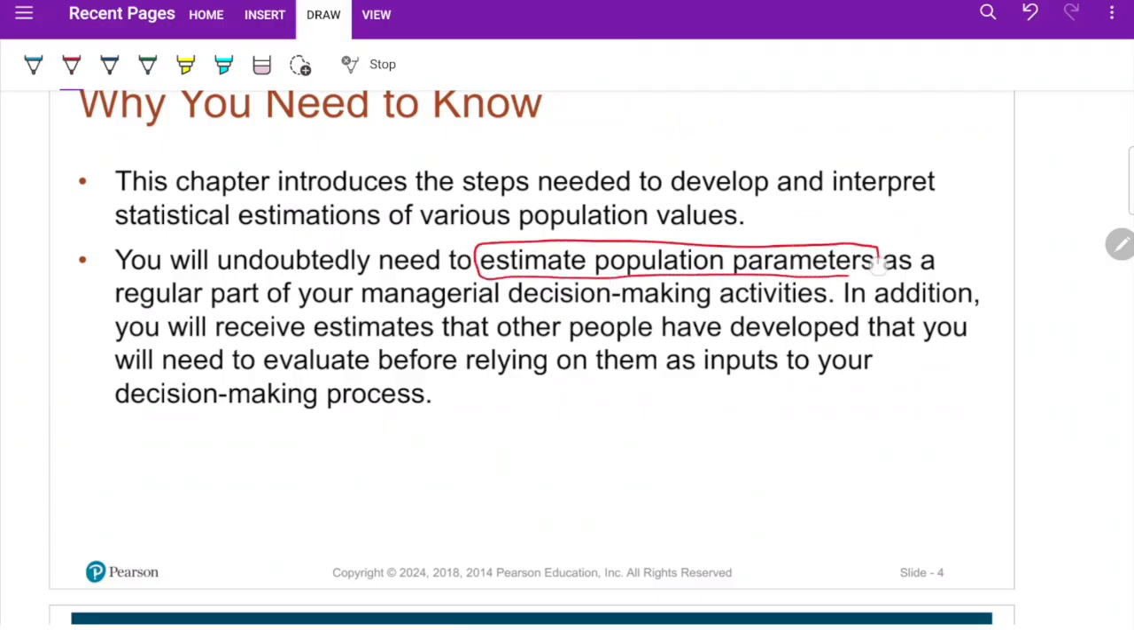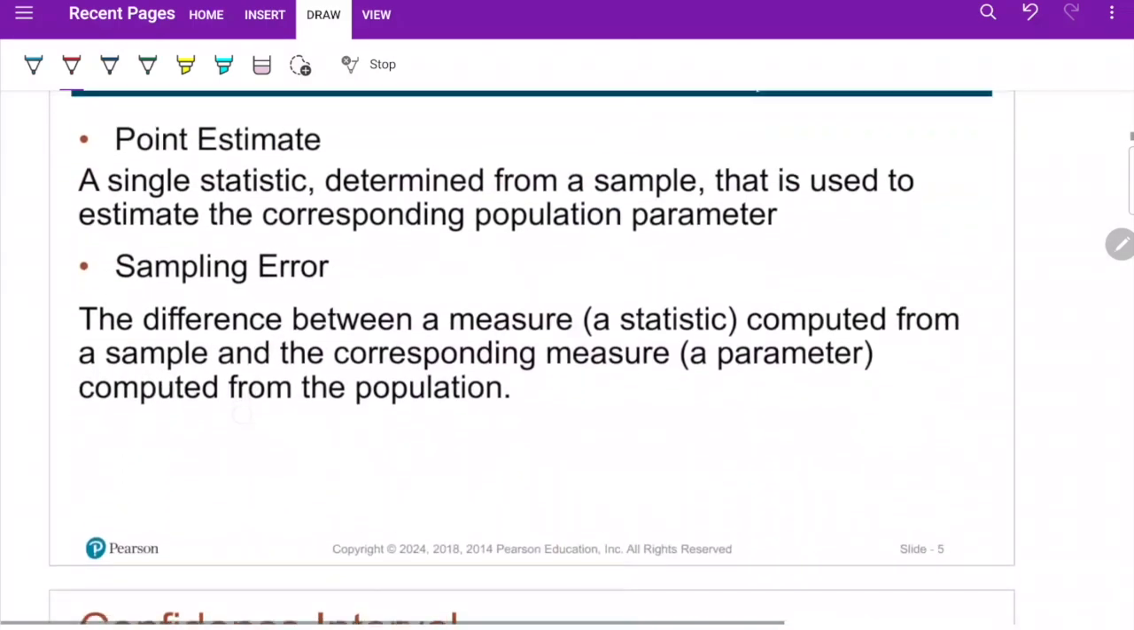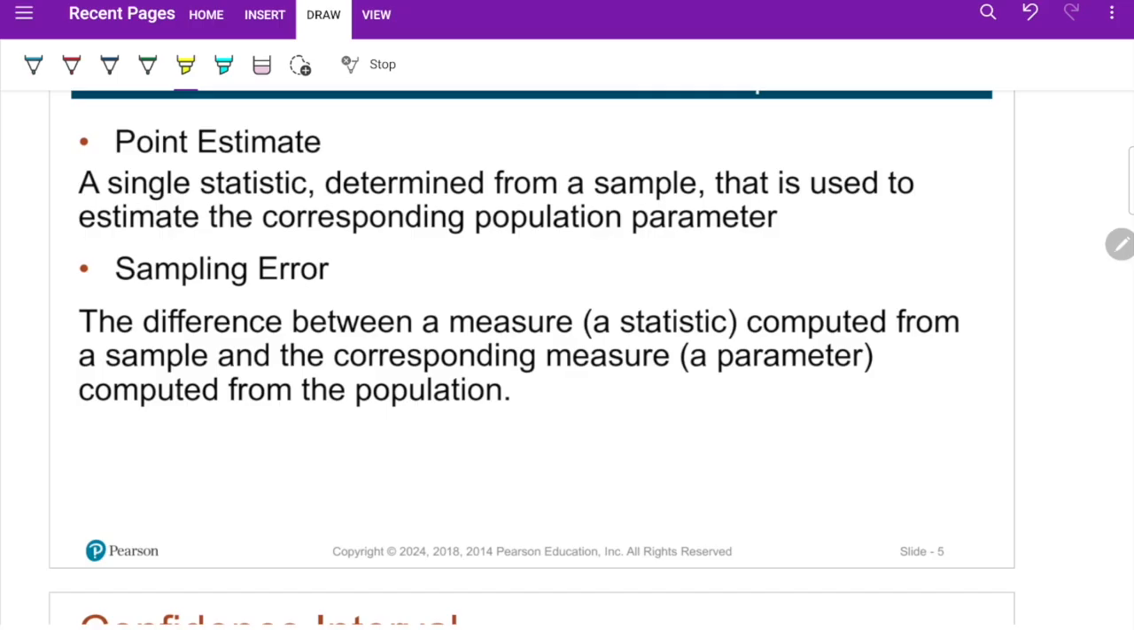Because we have access to the sample, we don't have access to the population. So we will be trying to use the data we got from the sample to tell something about the population's parameter. We have two types of estimates we can make. The first one is a point estimate. And what is the point estimate? It's a statistic. It's a measurement taken from the sample, and it's used to estimate the corresponding population parameter.